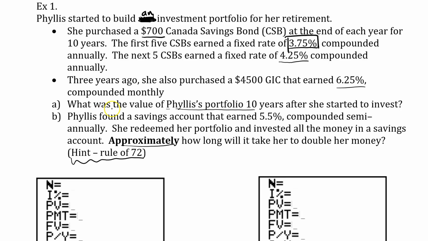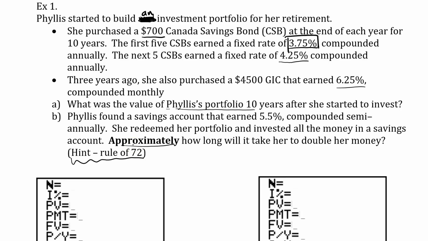So, part A, what is the value of the portfolio 10 years after she started to invest? And part B, Phyllis found a savings account that earned 5.5% compounded semi-annually. She redeemed her portfolio and invested all the money into a savings account. Approximately, how long will it take her to double her money? Hint, let's use the rule of 72 because the question just says approximately.